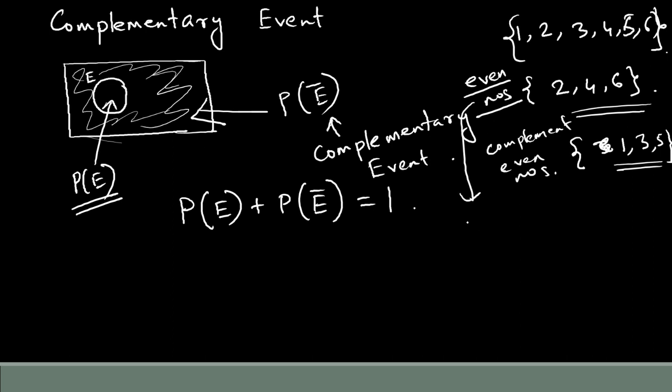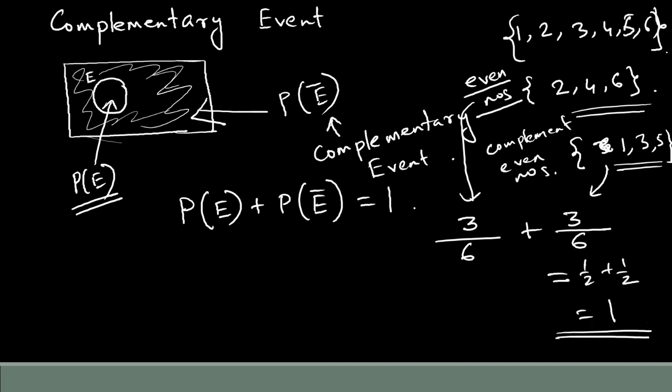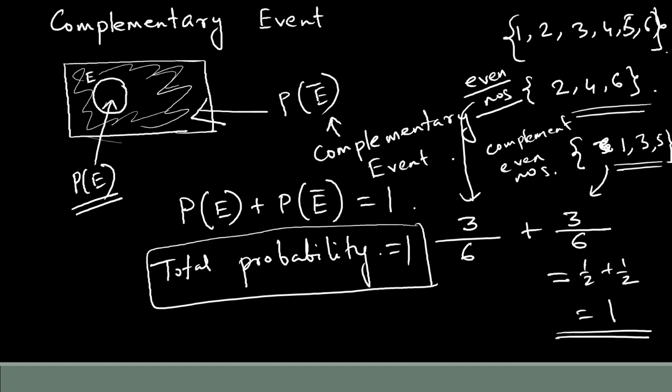Whatever is not in the first set will come into this set, 1 3 5. So the probability of even numbers is how much? Favorable number of outcomes by total number of outcomes, 3 by 6, and this one is also 3 by 6. So in total we get half plus half, the total probability is 1. So the total probability will always be 1, right? Just remember this. P(E) plus P(E complement) equals 1. So this is the complementary event.